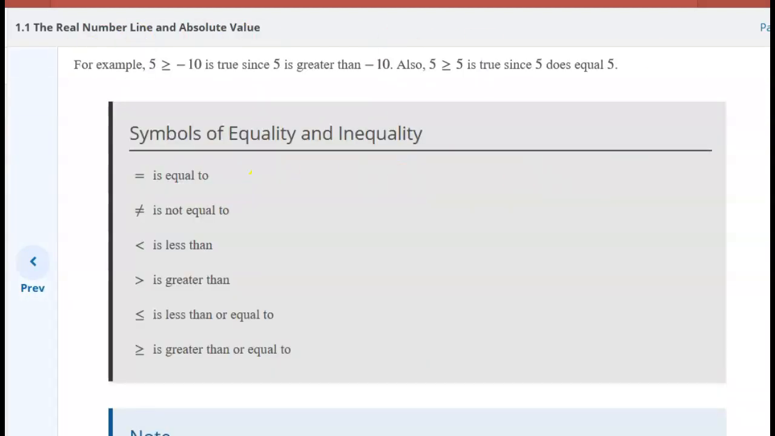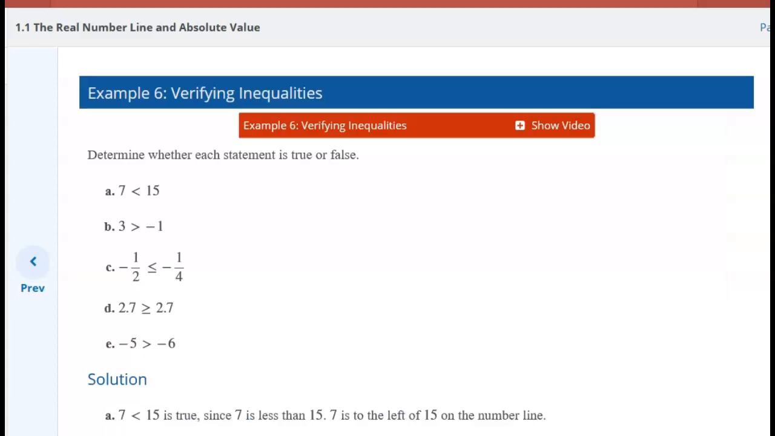Here is a summary, and I think you are familiar with these other symbols here. Equal to, and then the equal with a slash through it, not equal to. All right, now in these, and this is example 6A, going to write this down. Is this statement true or false?